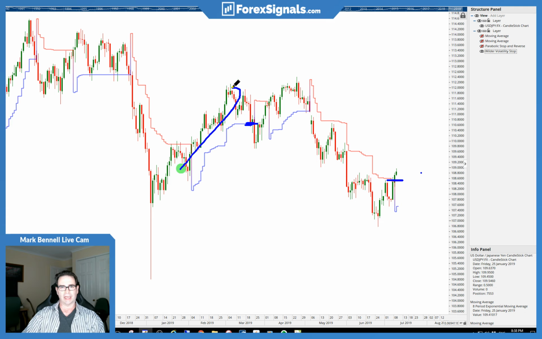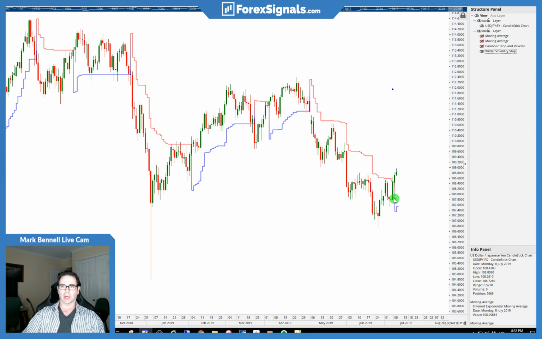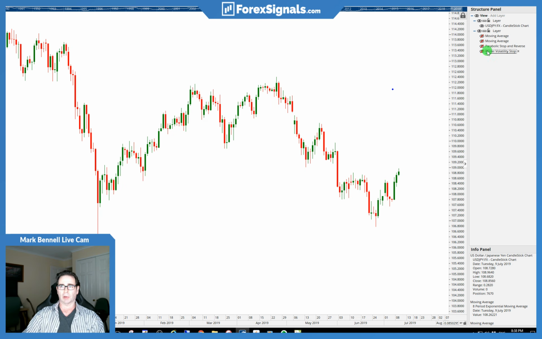So what we're looking at is some of the decent runs, I suppose, folks. This one here. So we're looking at trending runs, probably not necessarily climactic type moves, just general run. So you can see that one's probably roughly the same as well. And then the final one we looked at was the parabolic stop and reverse.